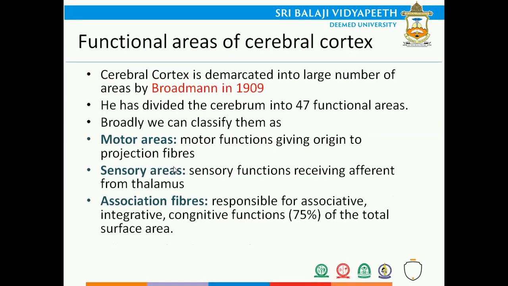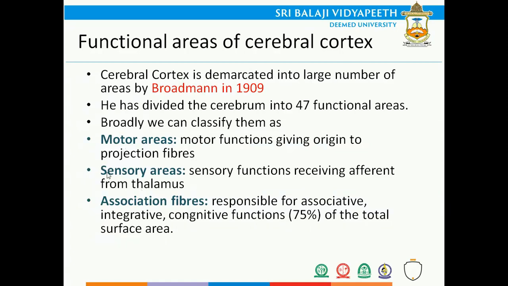We can classify the cerebrum into the motor areas, the sensory areas, and the association fibers. The motor area is concerned with all the motor functions. The sensory area is concerned with all the sensory functions, which are sent to the brain via the thalamus. Association fibers help in the interconnection between these areas. The motor cortex needs to be interconnected with the sensory cortex, and these interconnecting fibers are called association fibers.